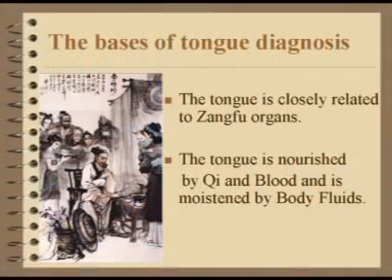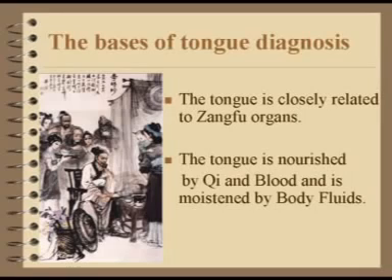The tongue is closely related to zangfu organs. The heart opens at the tongue. The movement of the tongue is controlled by the heart spirit. The spleen meridian connects with the tongue, and the taste sensation of the tongue is mainly dominated by the spleen. And there are many other descriptions in Chinese medical theories.